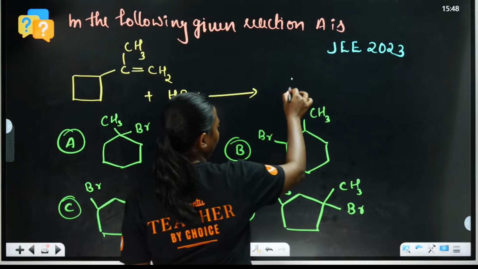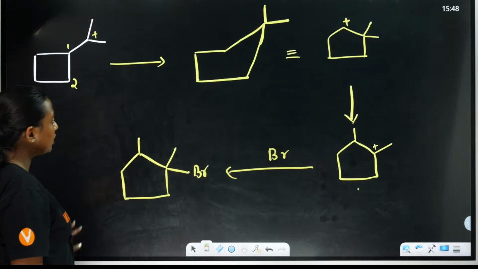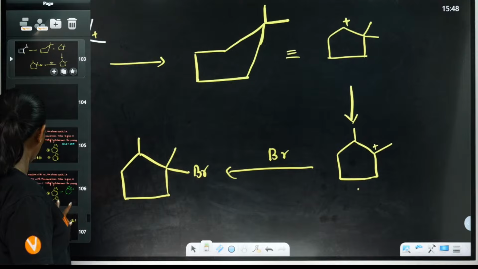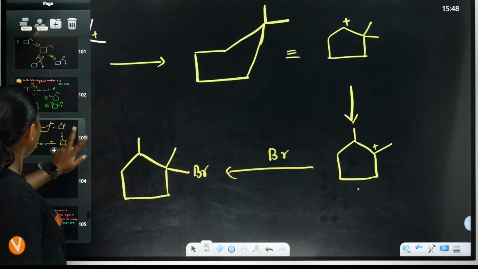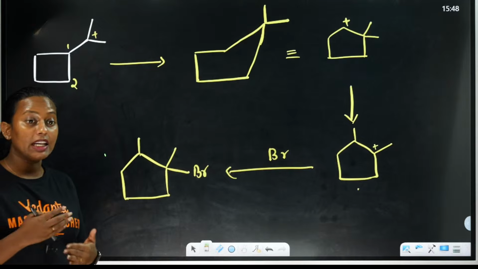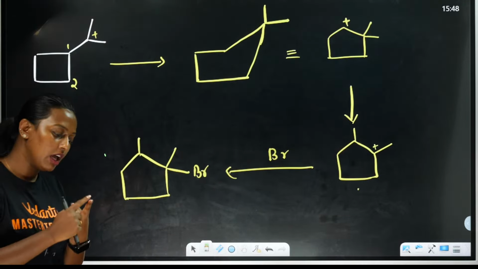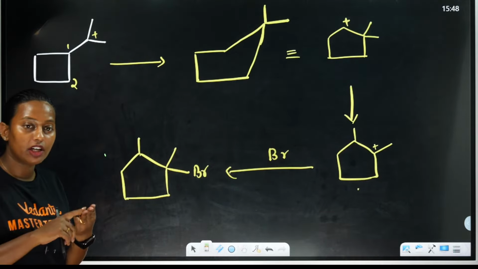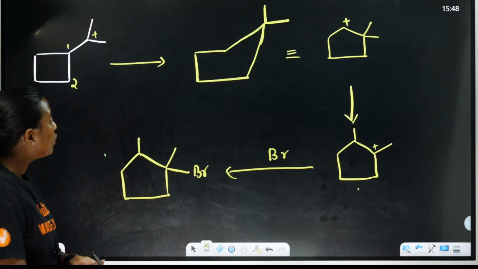A is the product. So here is the proper mechanism of this reaction. Already it was said that rearrangement is possible: rearrangement of hydrogen, rearrangement of methyl group, and rearrangement of ring, that means expansion of ring.